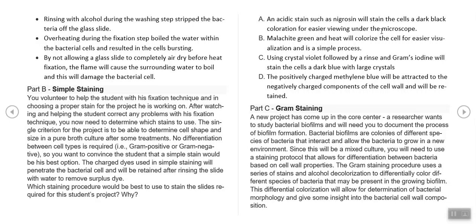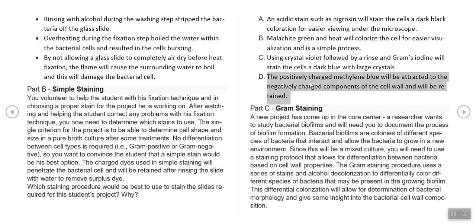Letter C, using crystal violet followed by a rinse and Gram's iodine will stain the cells dark blue with large crystals. Well, crystal violet is what color? Purple. So C doesn't work for us either. But letter D, the positively charged methylene blue will be attracted to the negatively charged components of the cell wall and be retained. That is our best answer there. That is the correct answer because it's attracted to that negative cell wall. So we want something that's positively charged as a dye to be attracted to the cell wall.